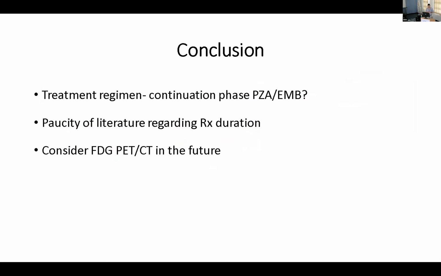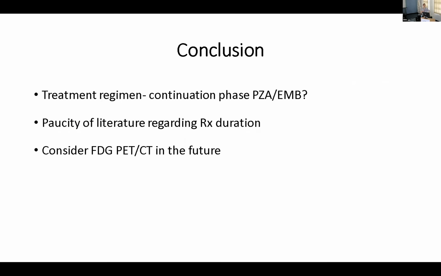Okay, so I think some stuff in conclusion is the treatment regimen. For our TB patients, we usually go with rifampicin, isoniazid, pyrazinamide and ethambutol for 2 months, and then we go into a continuation phase of rifampicin and isoniazid for another 4 months.